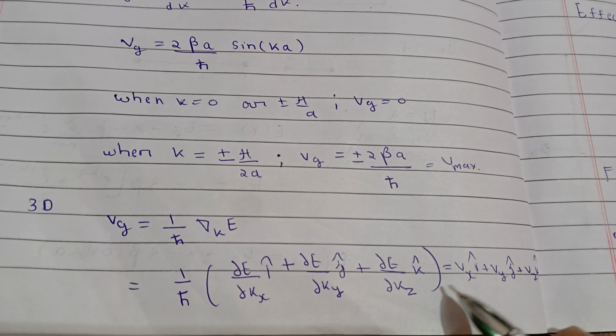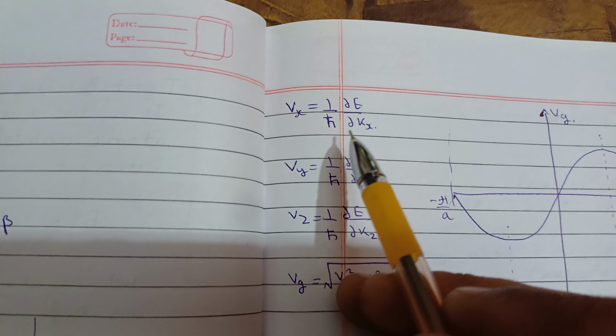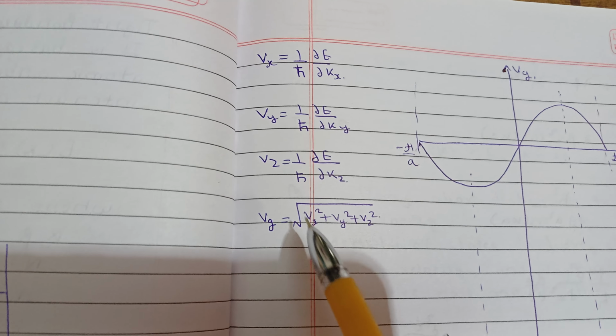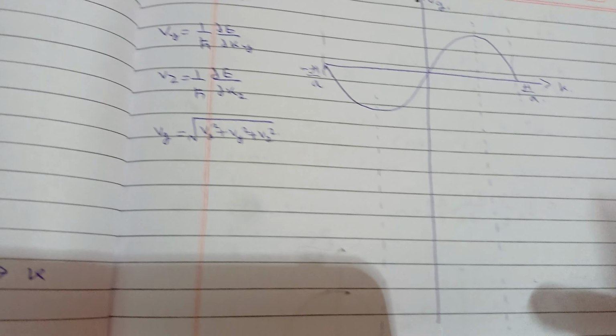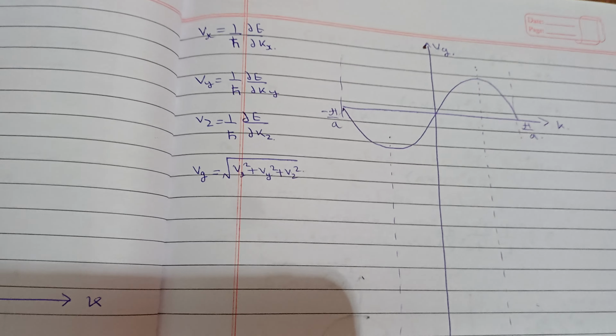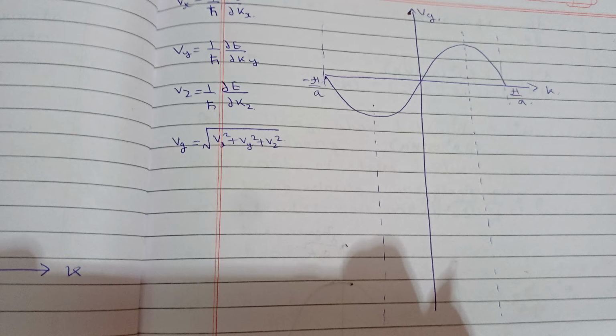So this is Vx, Vy, Vz. Now Vx can be written as 1 upon h cut del E by del kx, as I already told you, and Vg is nothing but root of Vx square plus Vy square plus Vz square. So remember these curves and the group velocity. Okay, this is the important thing.